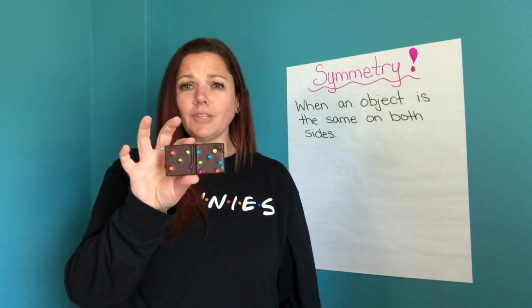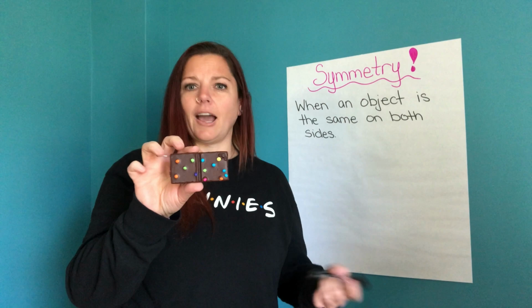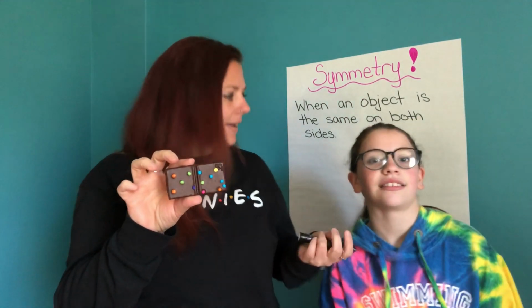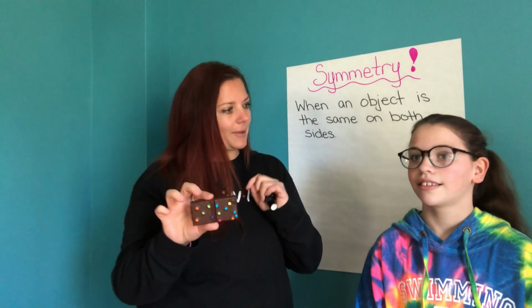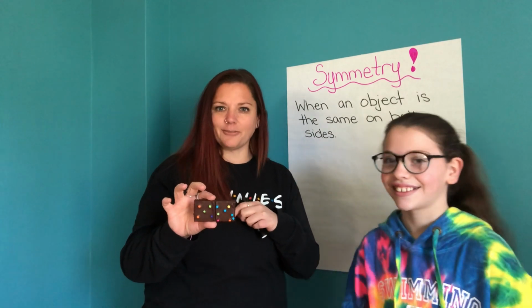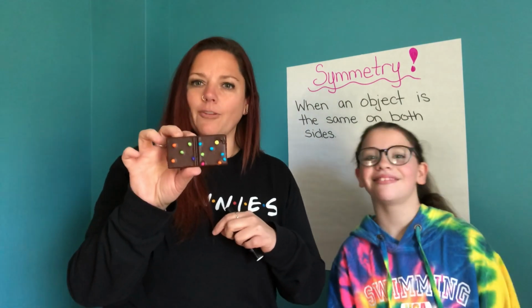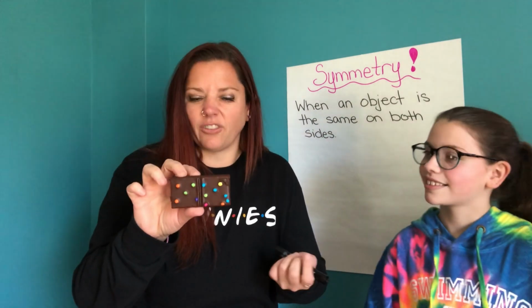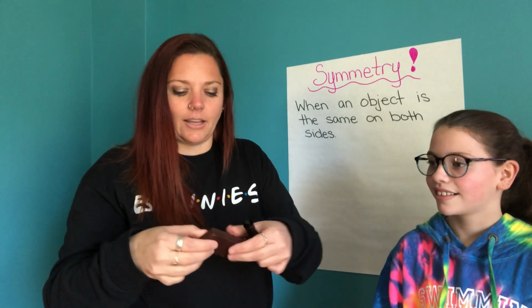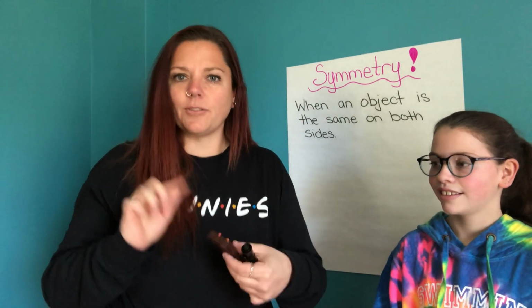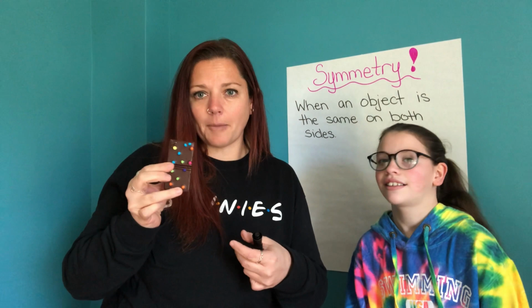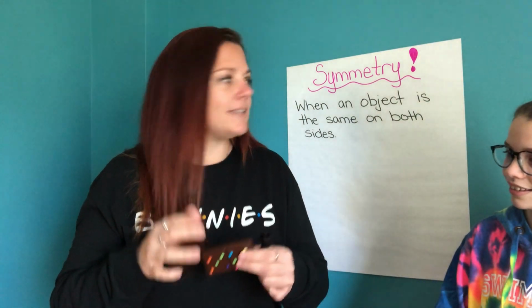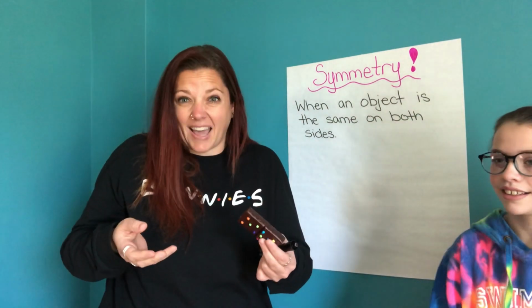Now, I'm going to bring my daughter Reagan in, and I'm going to share my cosmic brownie with her. Reagan, say hi to my class. Hi. And the rest of the first grade friends. Now, I'm going to break off a piece of my cosmic brownie, and I'm going to give it to Reagan, okay? Now, I want you to stop, and I want you to think. When I break off my piece, does it have symmetry? Is it the same on both sides? Is it the same size?